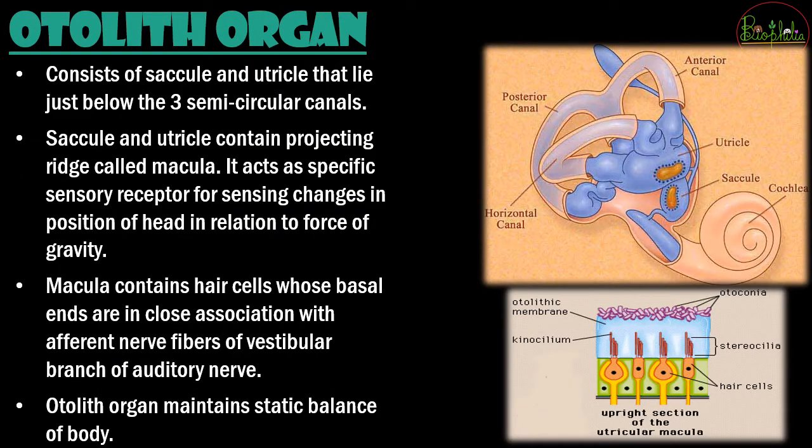Next is the otolith organ, in which we have to study about the saccule and the utricle, which are going to be below the three semicircular canals. So saccule and utricle is going to be projecting a ridge. जैसे ridge था inside the ampulla, that was called as the ampullaris. Here there is going to be macula.